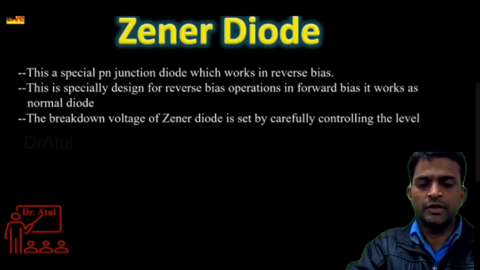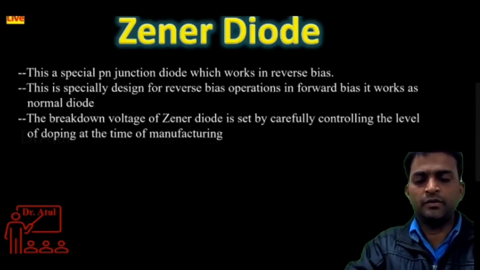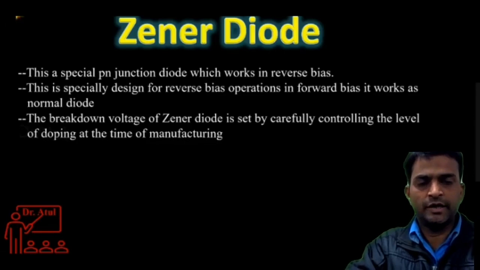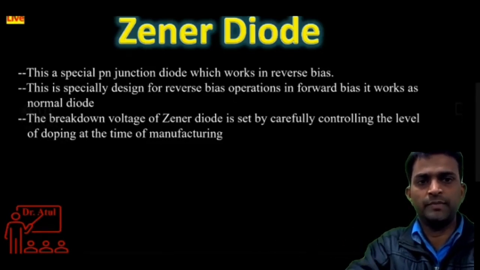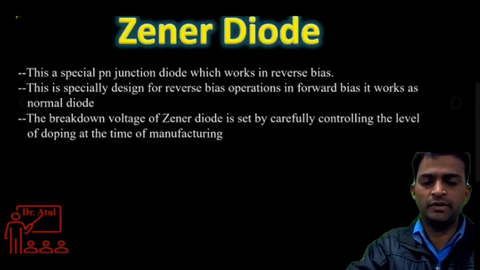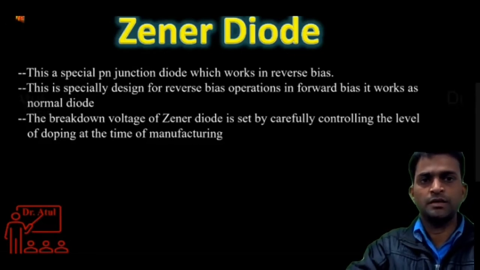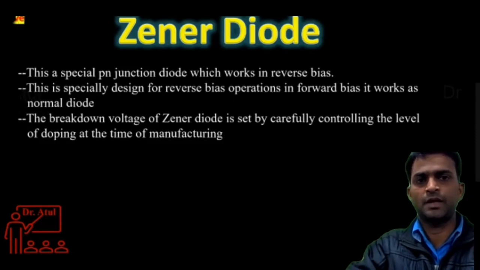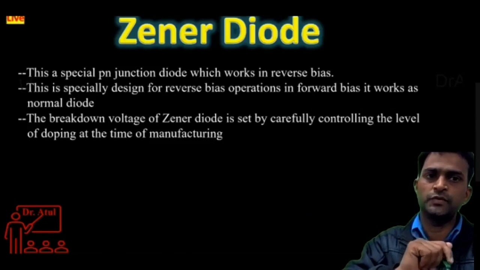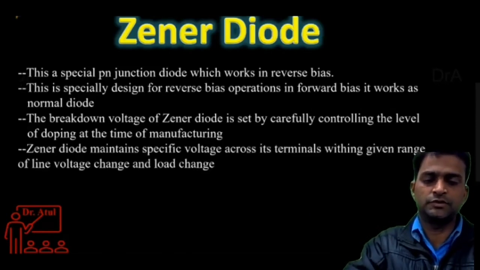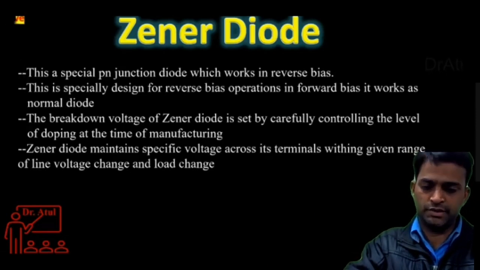The second thing you must know is that it is specially designed for reverse bias operation. In forward bias it works as a normal diode, and the breakdown voltage of the Zener diode is set carefully by controlling the level of doping at the time of manufacturing. So if you want to change the Zener voltage of an already manufactured diode, you cannot change it. The Zener voltage is decided by the doping level at the time of manufacturing itself.